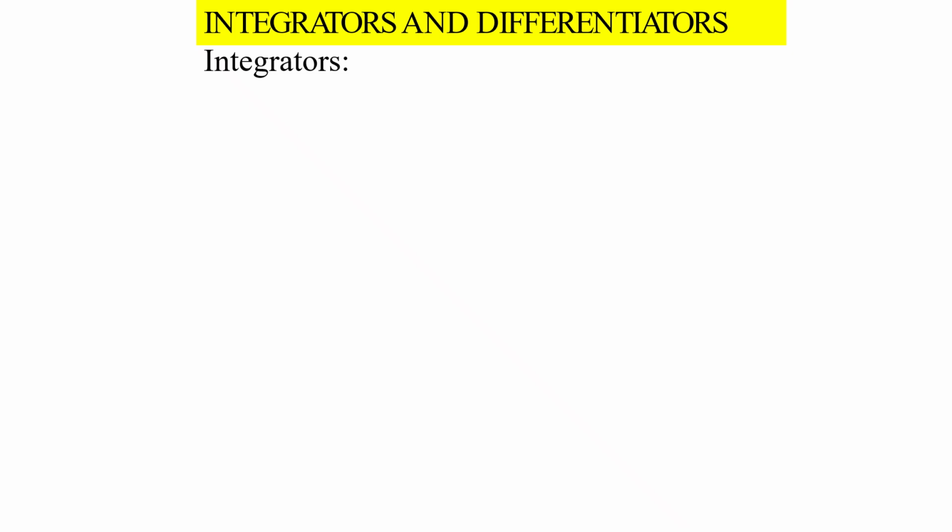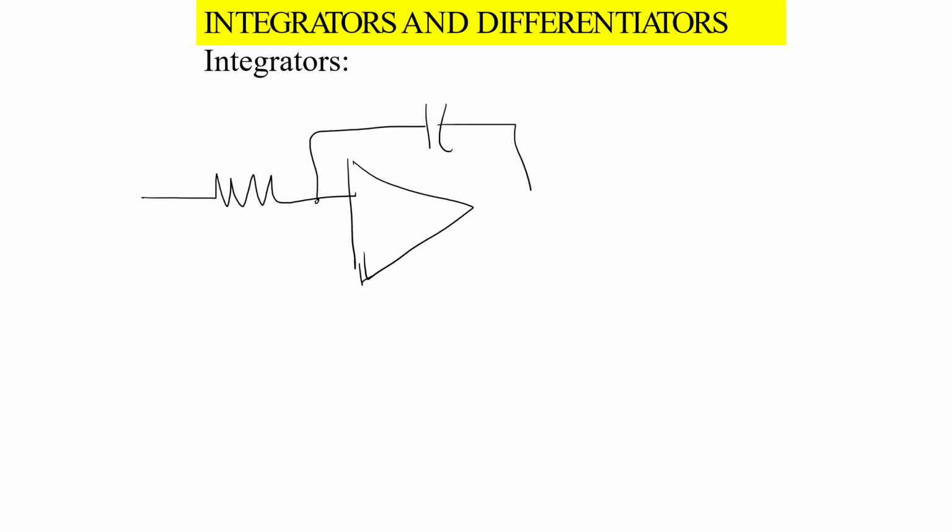Integrator. What is an integrator? The output voltage will be the integral value of the input voltage. So we are going to obtain that using an op amp circuit. A capacitor is connected in the feedback path of the op amp, the other terminal being grounded, and the input signal is fed to the inverting terminal.